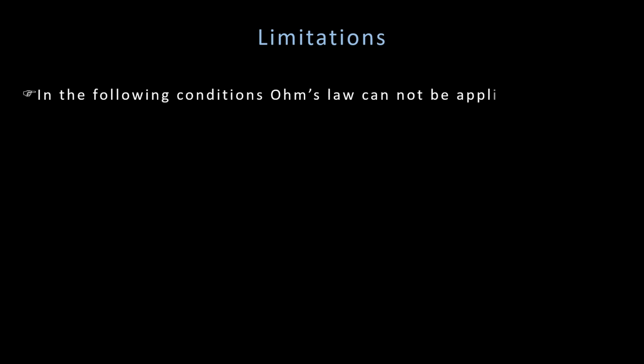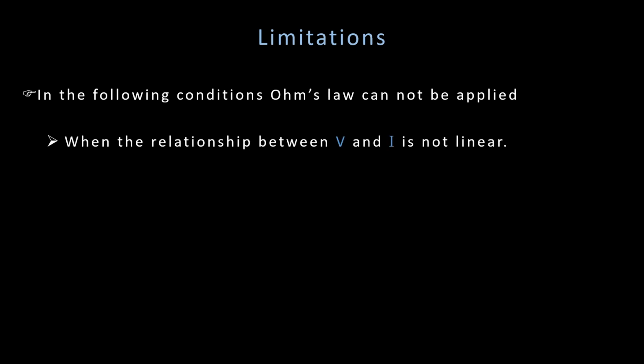Now there are conditions where Ohm's law is not applicable. So when you know Ohm's law, you should also be knowing the limitations of Ohm's law. So let us have a look at the limitations of Ohm's law. There are some conditions where Ohm's law cannot be applied, and the very first of that is when the relationship between V and I is not linear. Now what do you mean by non-linear relationship between V and I?